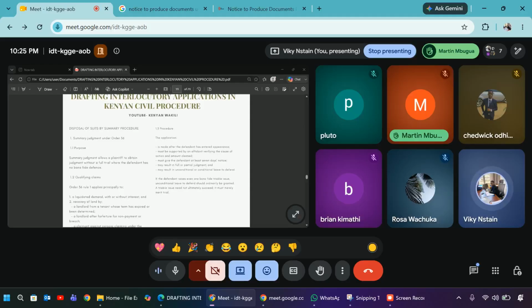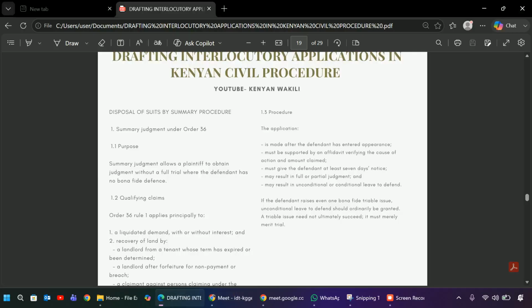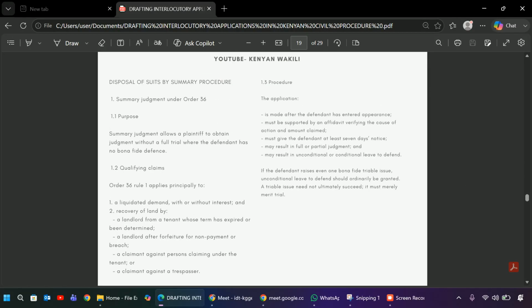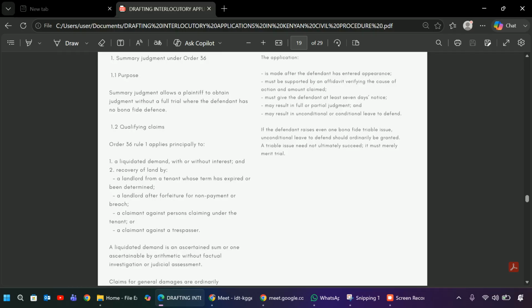Okay. So I wanted that kind of a distinction so that now we discuss summary procedure, to avoid confusion. So summary judgment is under Order 36, and the summary judgment allows a plaintiff to obtain judgment without a full trial where the defendant has no bona fide defense. So qualifying claims, that's why Ringera has told us at times the examiner can twist the question. So do you know where exactly you will do a summary judgment? It principally applies to a liquidated demand with or without interest and a recovery of land.